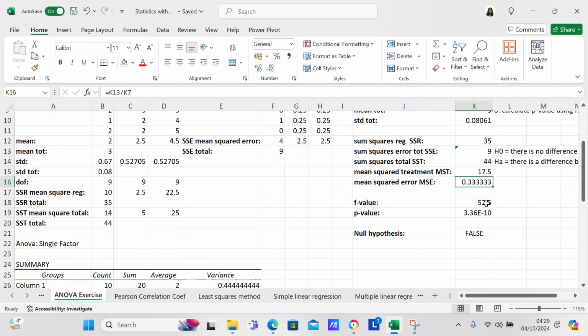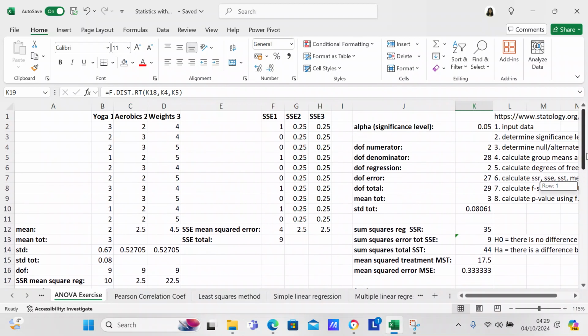And now we're going to check the F value. Your F value is K15 over K16. So that's going to be mean squares treatment over mean squares error. It's going to give you a value of 52.5. And then we check our p-value. The p-value is F.DIST.RT, and it's going to be the F value, the DOF numerator and the DOF denominator, which we've got up here.